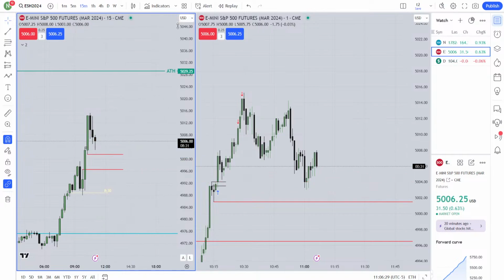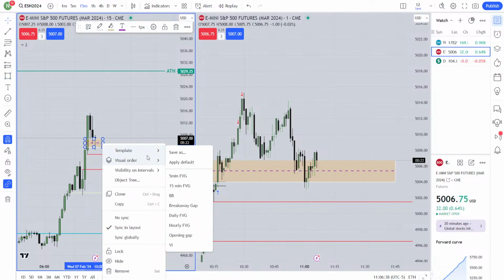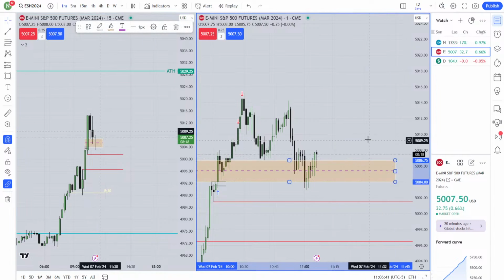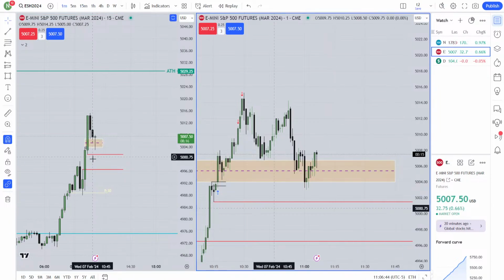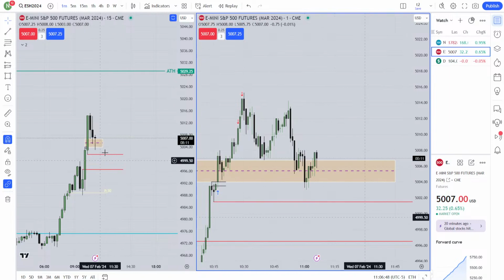Have to mark the 15-minute fair value gap. There we go. You have to keep these two charts on your monitor. What the market is doing here and what it is doing there, you have to understand. Until now the market has traded the entry gap. This is the entry gap, this is the breakaway gap. You have to understand these two fair value gaps, which are very important.